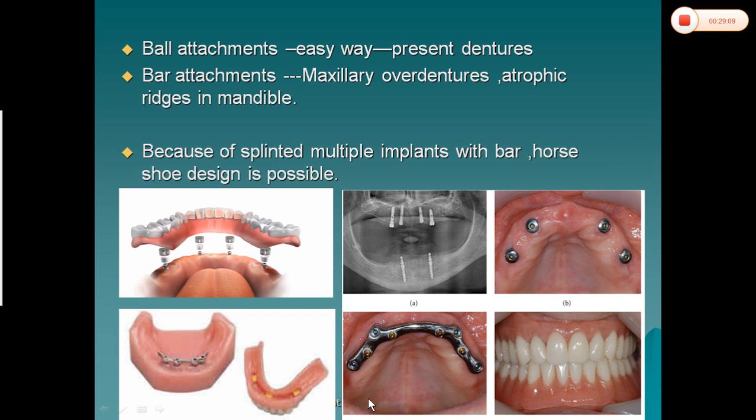Whereas when you go with bar attachments, see, in the maxilla 4 implants are positioned and they are splinted with a bar and the overdenture is given. So bar attachments are preferred for maxillary overdenture and in case of atrophic mandibular ridges. For the mandible we go with ball attachments. In the maxilla we go with bar retained overdenture, and also in high resorbed mandible bar attachments are given.